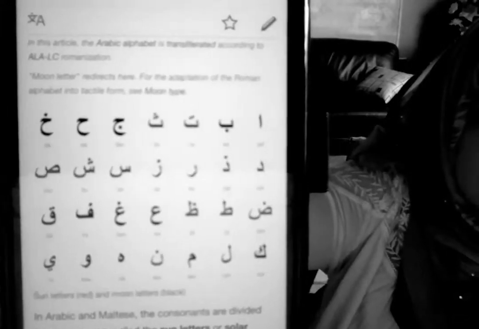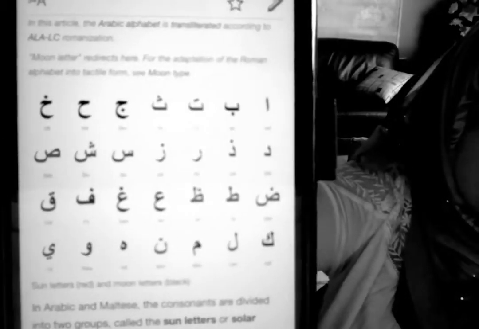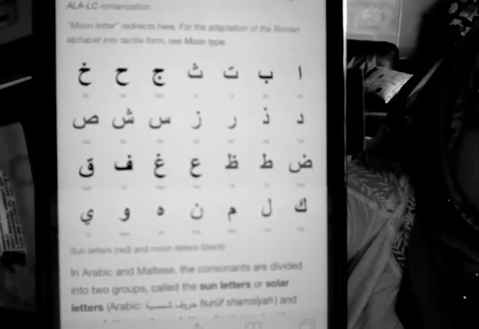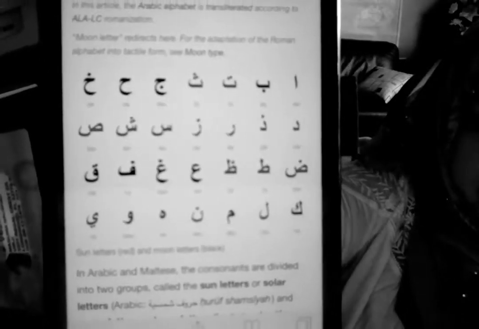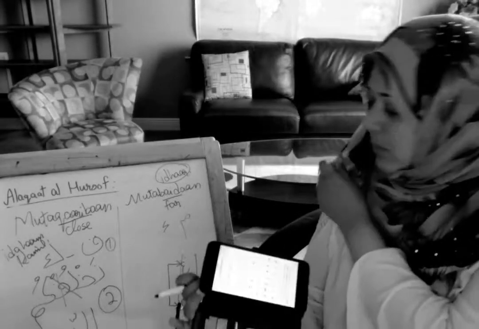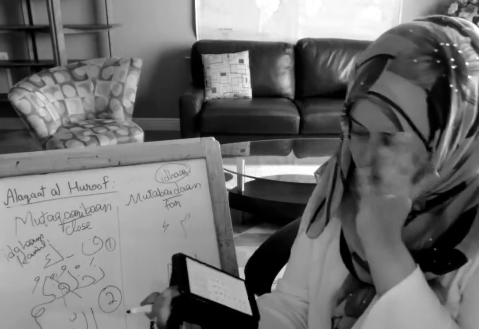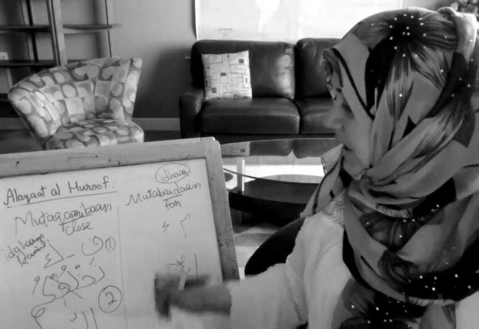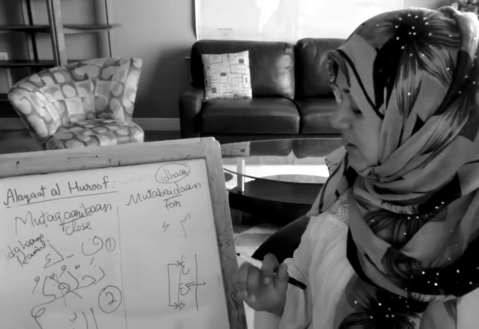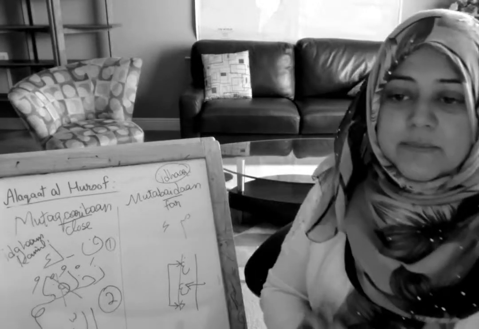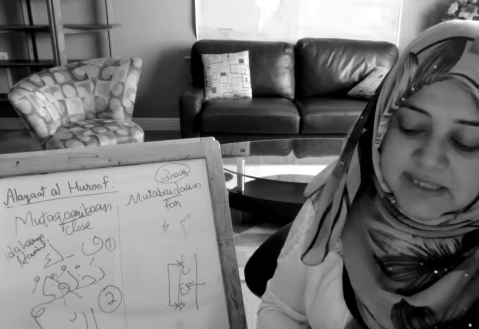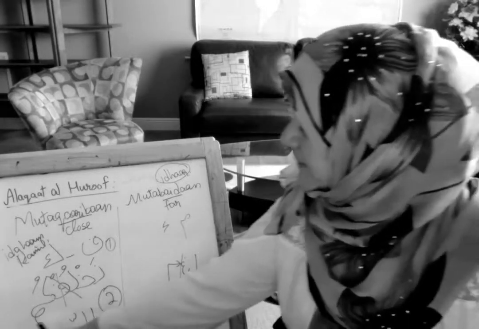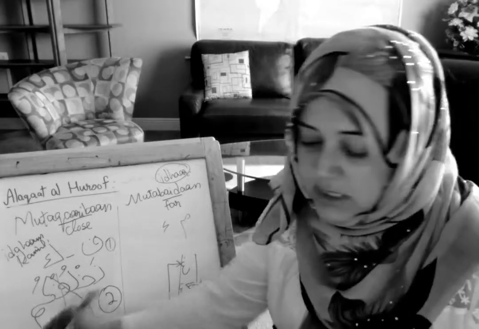The ones in black are the moon letters, also known as Huruf Al-Qamariyya. And the ones in red are known as Huruf Al-Shamsiyya. Alright? And the Huruf Al-Shamsiyya are the ones where this applies. It is the المتقاربان rule, and it is going to be the rule of إدغام كامل applied to it, right?